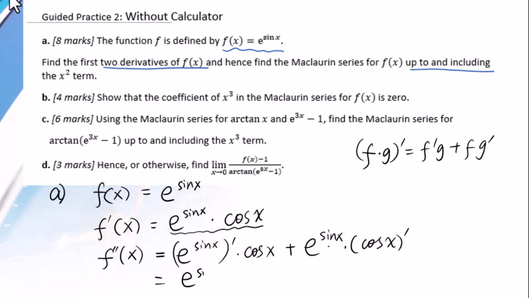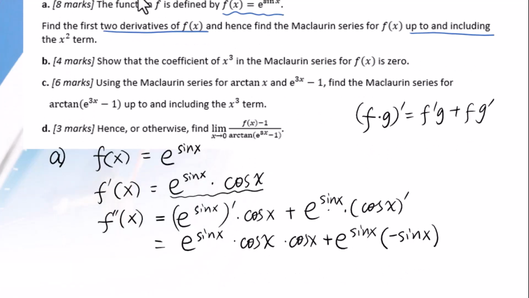e to the sin x times cosine x times cosine x plus e to the sin x times negative sin x. Simplify, equals e to the sin x times cosine squared x minus e to the sin x times sin x.